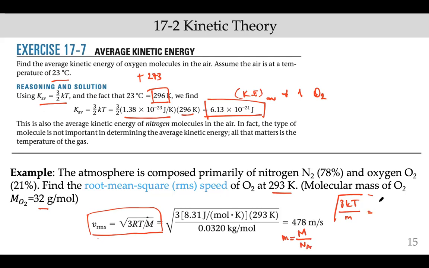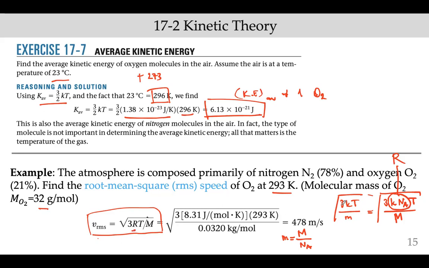So this becomes 3kNaT divided by now uppercase M, that we will look up in the periodic table. Okay, now if you remember, this is R. So that's why we have R here.